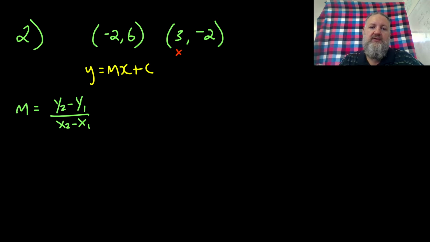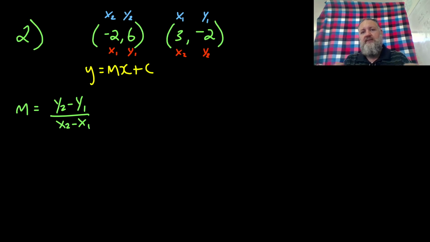You could have this as your x2, y2, and this could be your x1, y1. But you could have this as your x2, y2, and this as your x1, y1, and it does not matter, so long as the pair has the same little subscript, as long as they're both 2s or both 1s in the same pair of brackets.